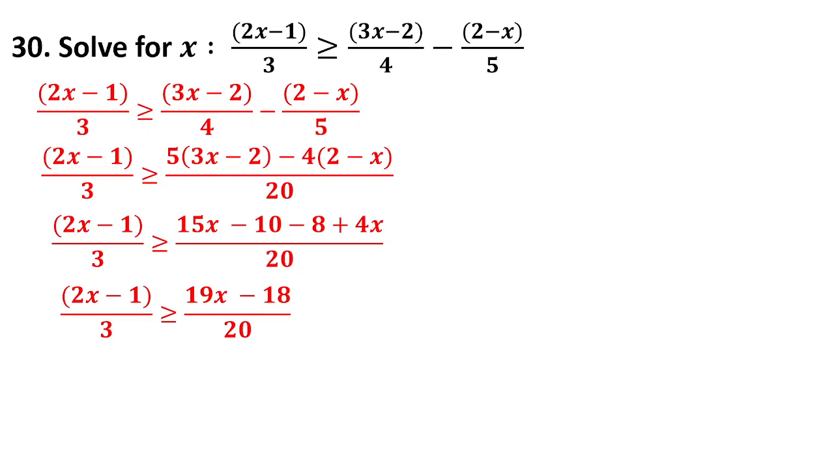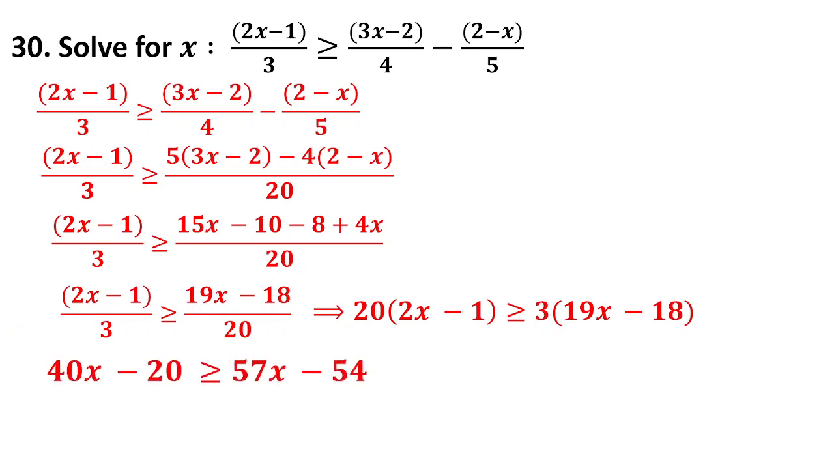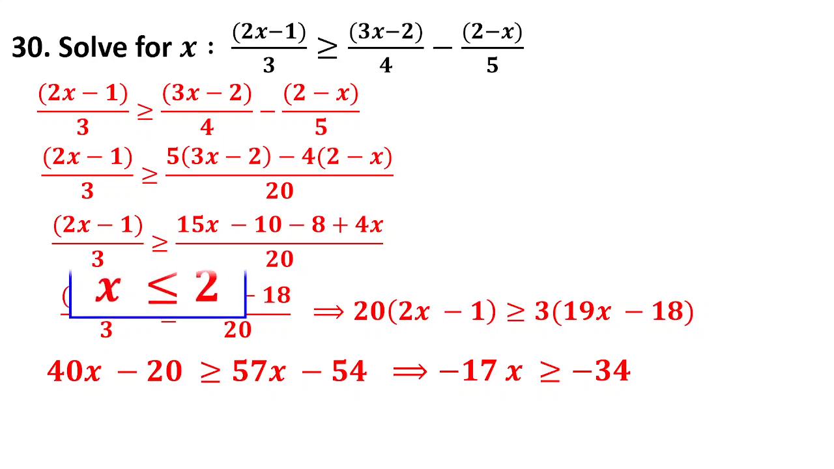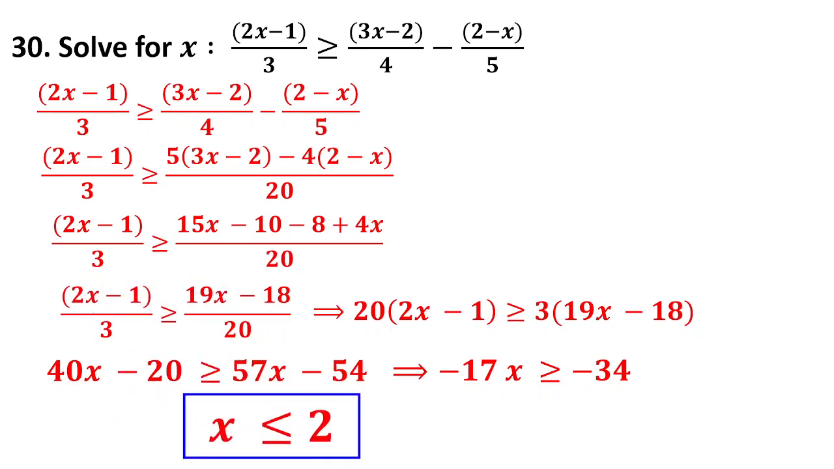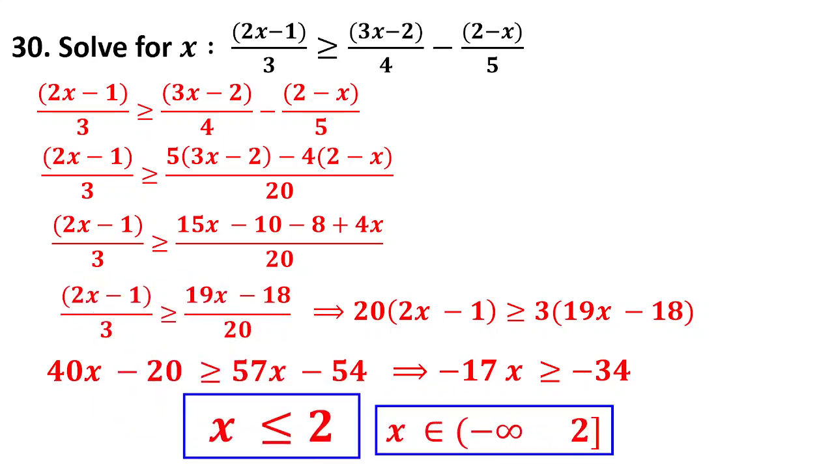And you got (2x minus 1) by 3 greater than or equal to (19x minus 18) by 20. Cross multiply. You will get 40x minus 20 greater than or equal to 57x minus 54, so minus 17x greater than or equal to minus 34. Here only you should be very careful. We have to multiply both the sides by minus to cancel that. Therefore, 17x will be less than or equal to 34. Therefore, x is less than or equal to 2. And you can give the answer like this also, minus infinity to 2.